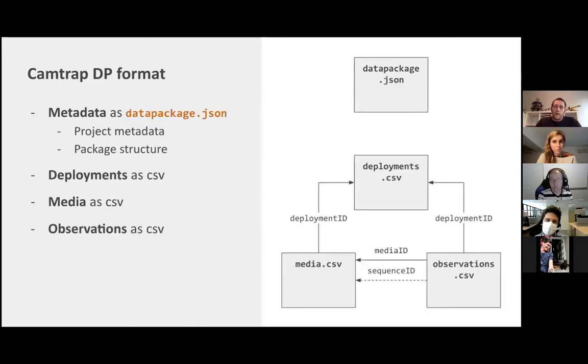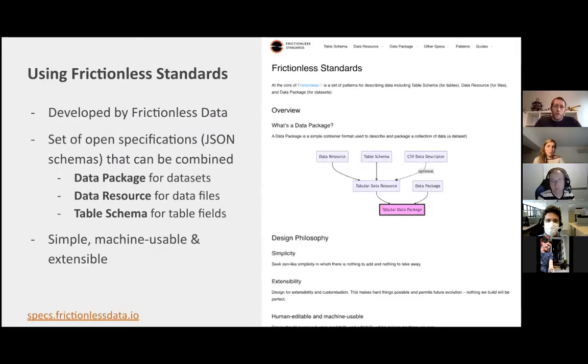The way we format that data is something that you will recognize as a Frictionless data package. So the metadata is stored in the data package JSON file, where we also store the project metadata. And then we have 3 CSV files: the deployments, the media that were captured in those deployments, and then the observations based on those media files, with a number of identifiers between those 3 files. A number of foreign keys between those files. So we are using Frictionless standards for this, which is something rather new for biodiversity information.